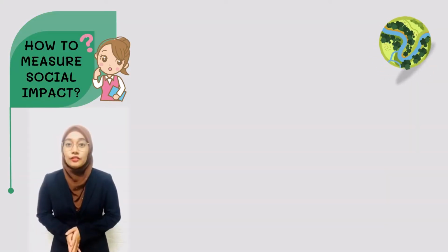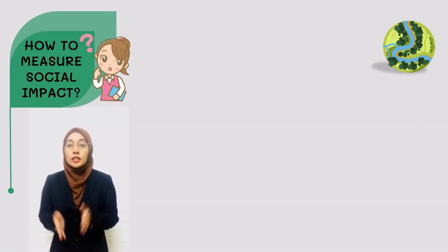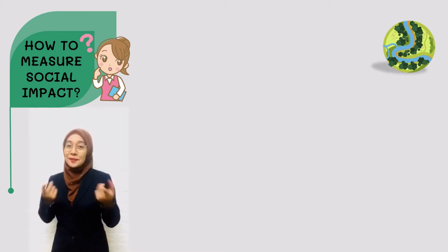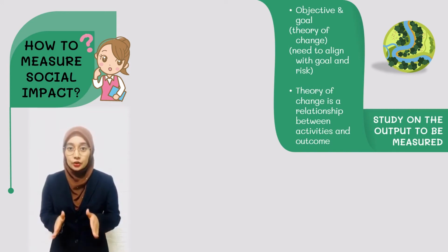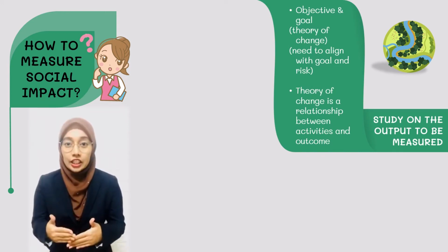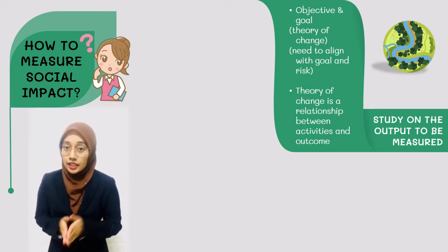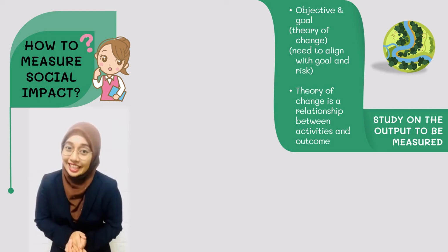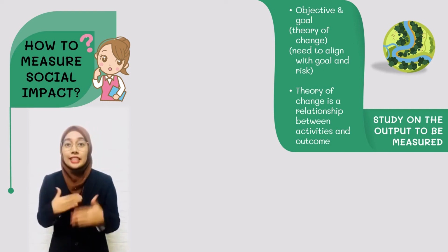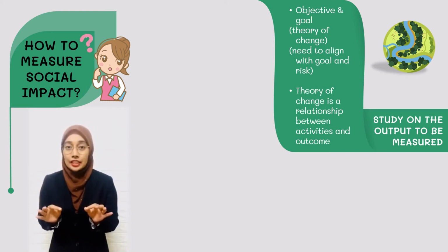Next, we will move on to the ways to measure social impact. So how can we measure the social impact? Let me tell you. First of all, it is important for an organization to study the output that needs to be measured. Therefore, the organization should have an objective and goal that include the theory of change. What is the theory of change? The theory of change is a framework to measure social impact by making an explicit relationship between activities and desired outcomes.